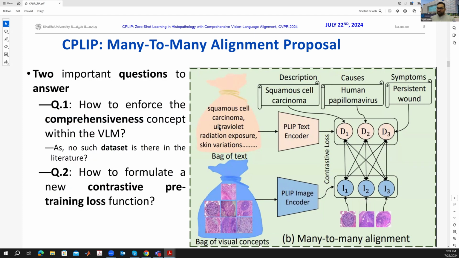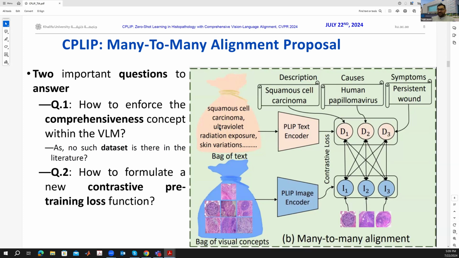Fine. So when we talk about comprehensiveness, the completeness of textual description, two important questions arise here. The first very important question is how to enforce the concept of comprehensiveness within the vision language model. To fine-tune CLIP, to fine-tune PLIP, or to fine-tune any other model, you have to enforce the concept of comprehensiveness. So this is the first question. Why? Because we do not have ground truth data. The expert pathologists haven't annotated or given any textual description for these histology images.